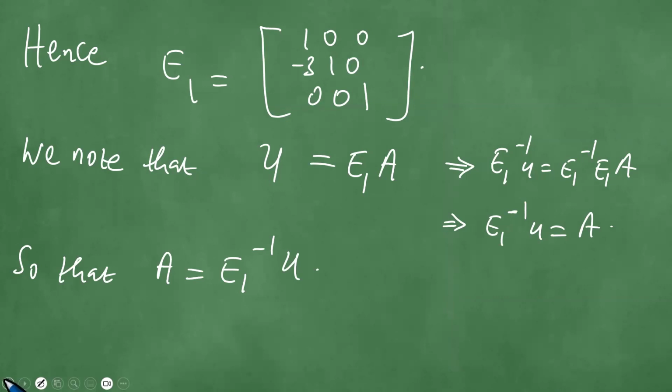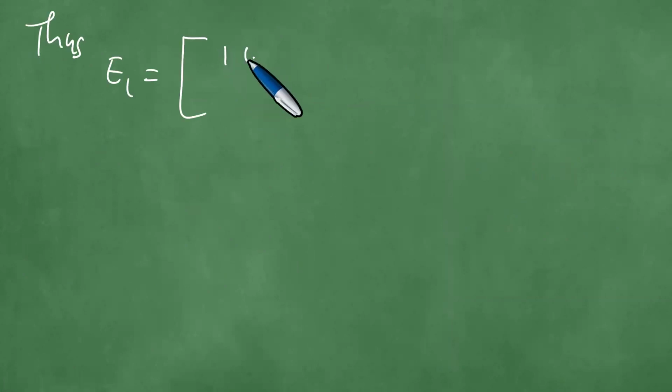Now we have the following. Let's consider this particular elementary matrix E1, which is 1, 0, 0, minus 3, 1, 0, and 0, 0, 1. So that's E1, it's this.